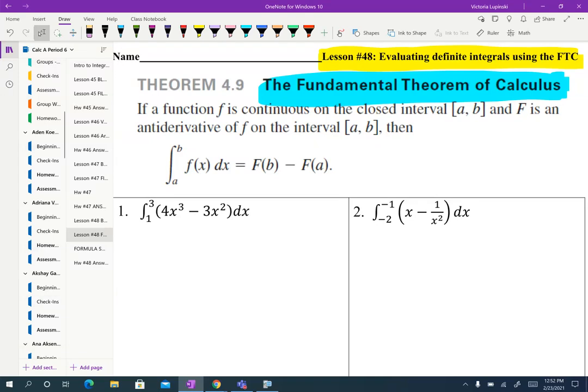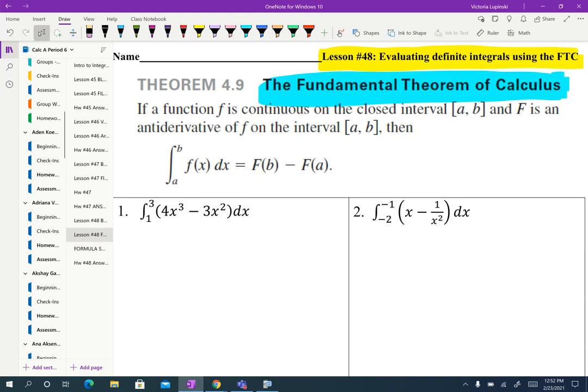All right, welcome everybody. Today we're going to talk about lesson number 48, and this is all about evaluating definite integrals using the FTC, and the FTC is short for the fundamental theorem of calculus. Just to reorient you as to where we left off, in lesson number 47, you were investigating how to find area underneath a curve.